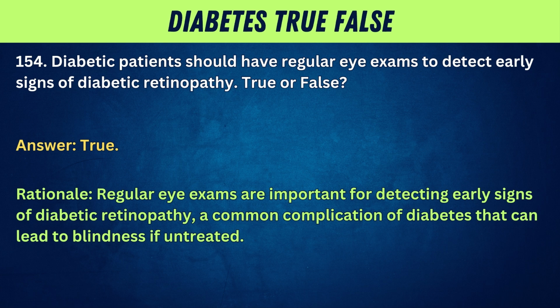154. Diabetic patients should have regular eye exams to detect early signs of diabetic retinopathy. True or false? Answer: true. Rationale: Regular eye exams are important for detecting early signs of diabetic retinopathy, a common complication of diabetes that can lead to blindness if untreated.